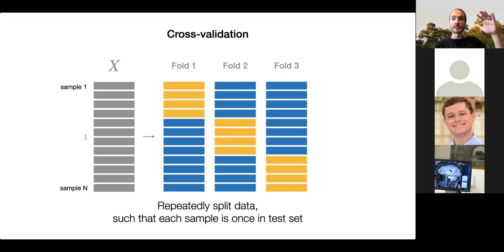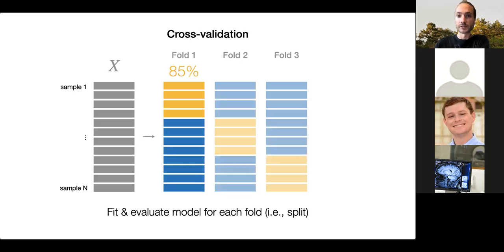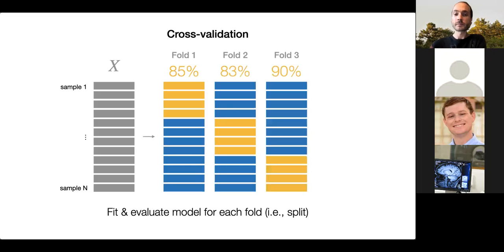Each time we use the full data set and we split it into a test set and a training data set. In this case, because it's 3-fold cross-validation, we would dedicate 1/3 of the data for testing and 2/3 for training. And then we iteratively fit our model to each split of the data, each fold, and we record its predictive performance. And we see that performance varies. It might be 85 in the first fold, then 83, then 90. And so we see, depending on how we separate the data, the performance of our model will vary.